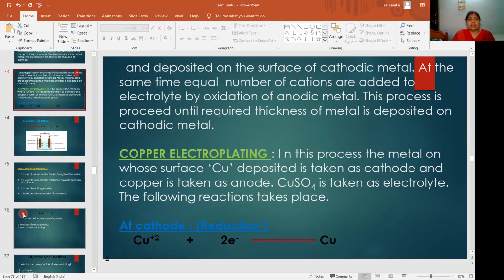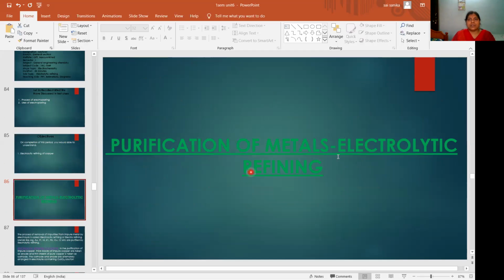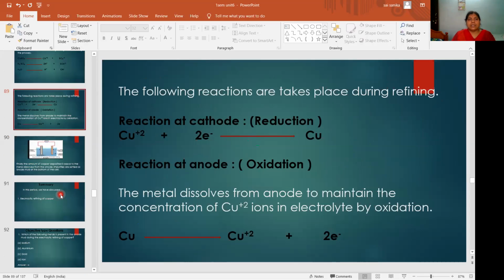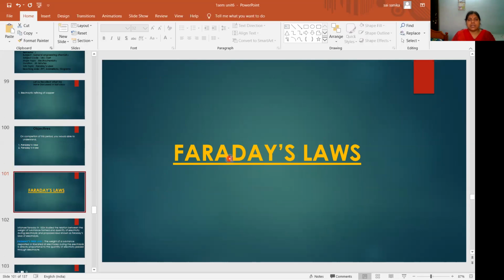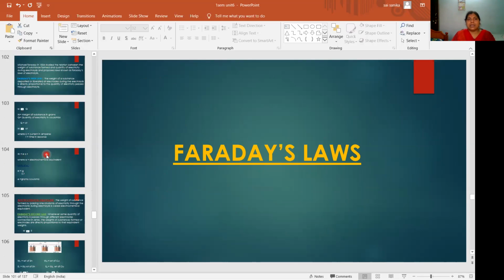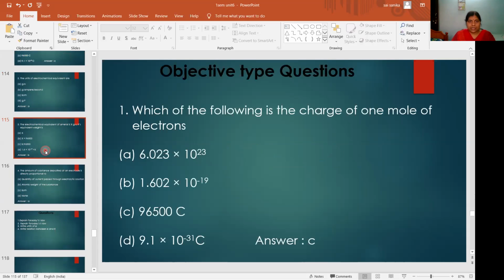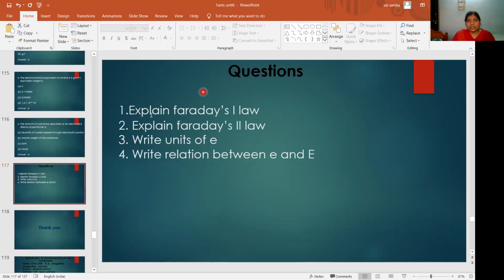Then next, the second application is electrolytic refining. Under purification of metals, we studied electrolytic refining. In that, which metal we refined, that is copper metal we refined. Then next we studied Faraday's laws, that is Faraday's first law and Faraday's second law. And this Faraday's first law and Faraday's second law are very important. In the last period, I didn't discuss these objective type questions.